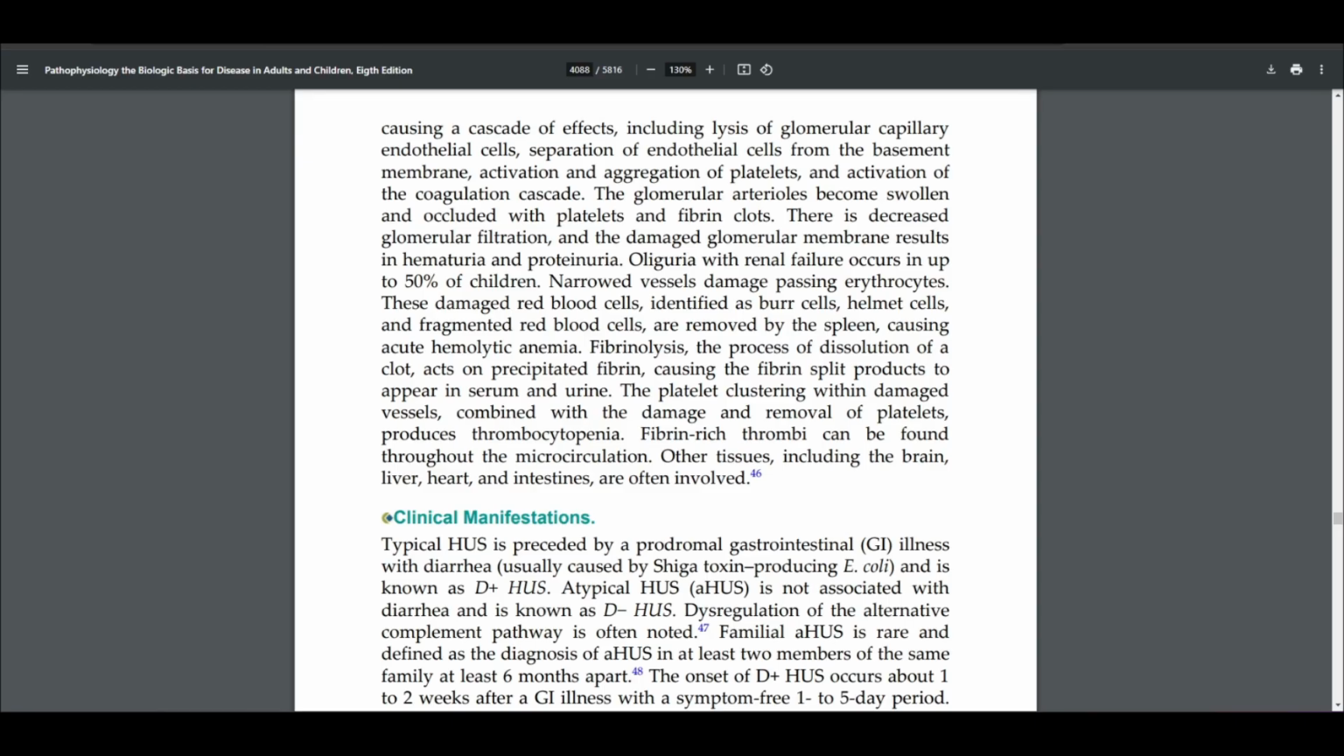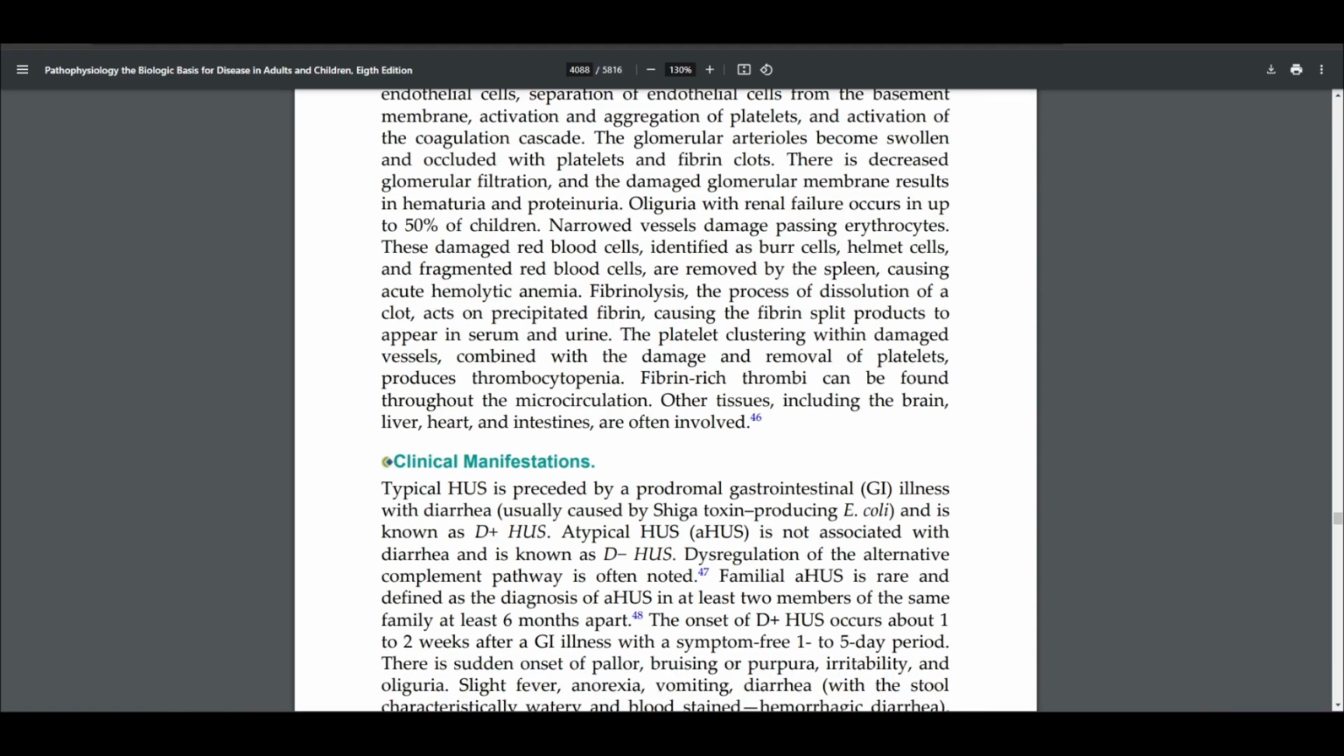Fibrinolysis, the process of dissolution of a clot, acts on precipitated fibrin, causing fibrin split products to appear in serum and urine. The platelet clustering within damaged vessels, combined with the damage and removal of platelets, produces thrombocytopenia. Fibrin-rich thrombi can be found throughout the microcirculation. Other tissues, including the brain, liver, heart, and intestines, are often involved.